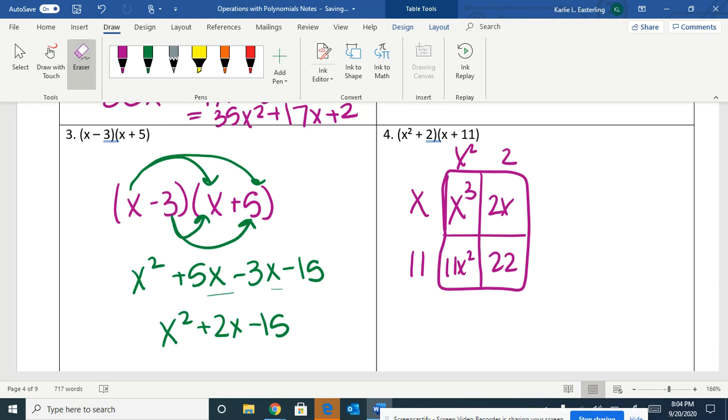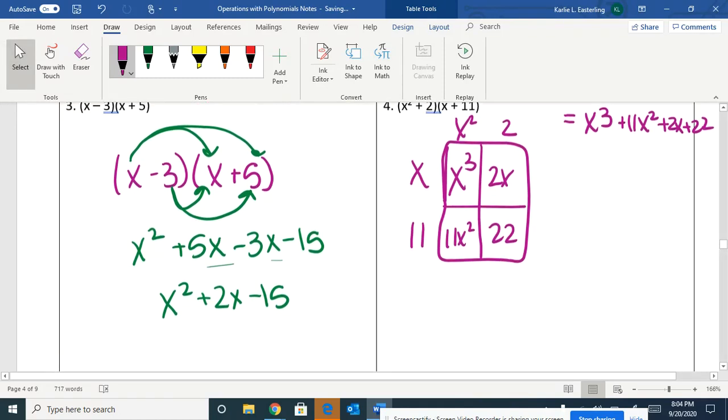So once we combine like terms, we're looking at x cubed. This time we have 11x squared and plus 2x, so we are not going to combine those terms. We have to take them as they are. So x squared plus 2 times x plus 11 gives x cubed plus 11x squared plus 2x plus 22.